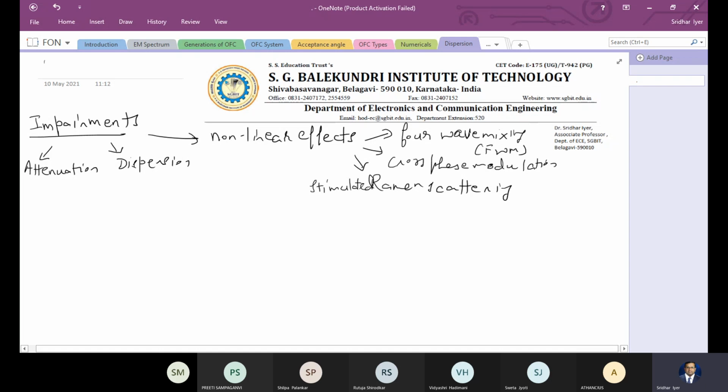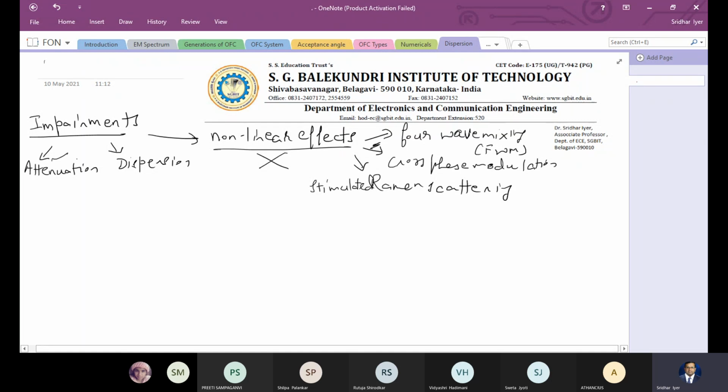So it's a negative effect when it comes to non-linear effects. But as I told you previously, you can also use this Raman scattering as a positive effect in Raman amplifiers, which we'll be discussing in module 4. Okay. So these are the three impairments. But of course, non-linear impairments are completely out of the scope of this syllabus. So we're not going to touch upon this at all.